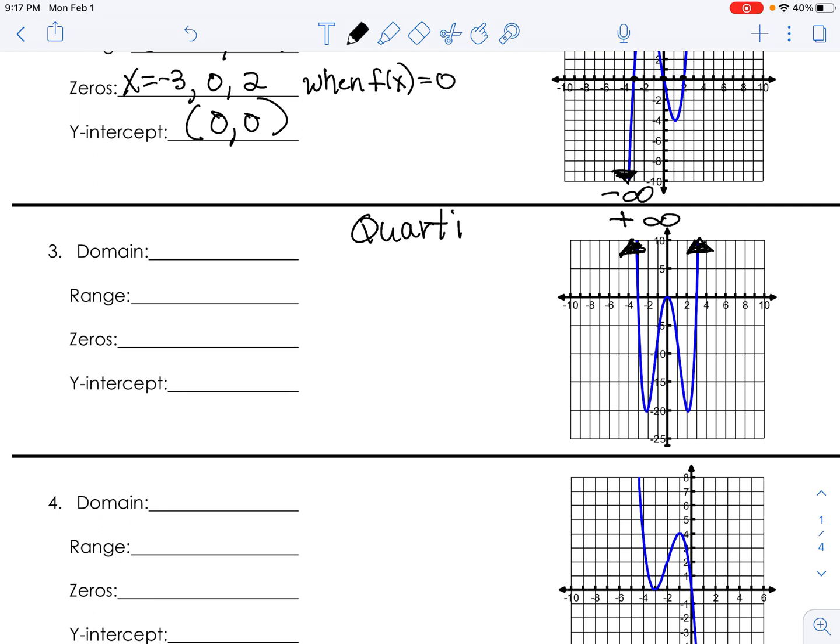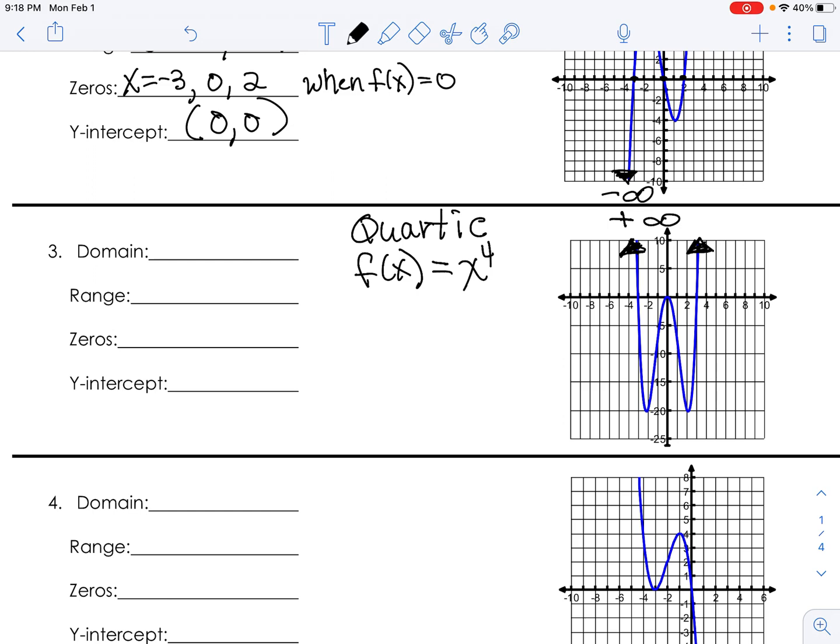This type of function is called a quartic function. And quartic functions are in the family of quadratics. They are f of x equals x to the 4th.